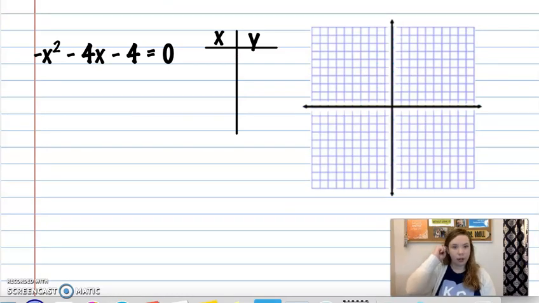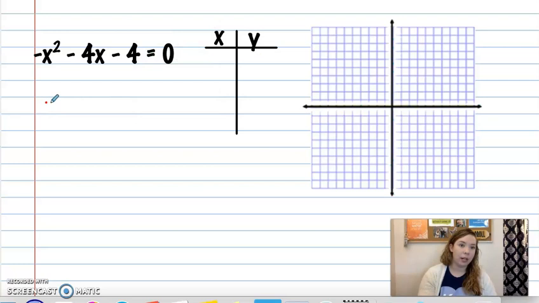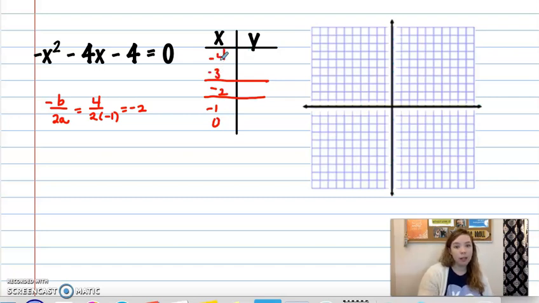So let's try another. Same kind of a thing. To find my x coordinate, I need to do -b over 2a. So in this case, that'd be +4 over 2 times -1, which is -2. So my middle vertex point is going to be -2. So I'll do -1 and 0, -3 and -4 for my other x coordinates. But let's start by plugging in -2.